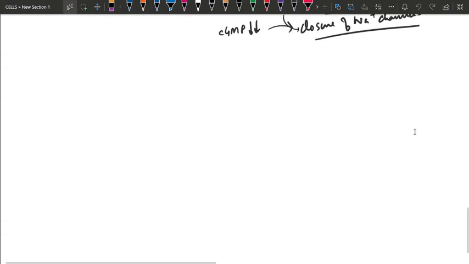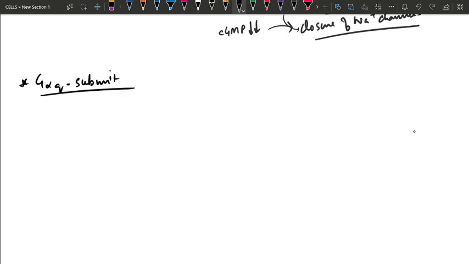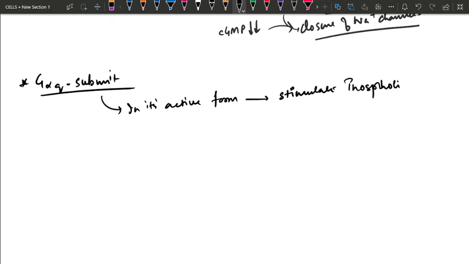Now the next type of G protein is the G alpha Q subunit. In its active form, it stimulates phospholipase C beta. When this phospholipase C beta gets activated, it breaks PIP2, phosphatidyl inositol diphosphate.